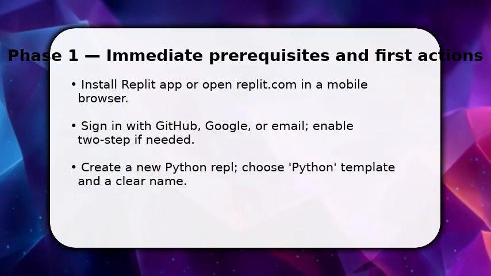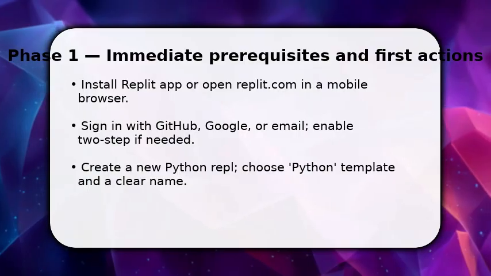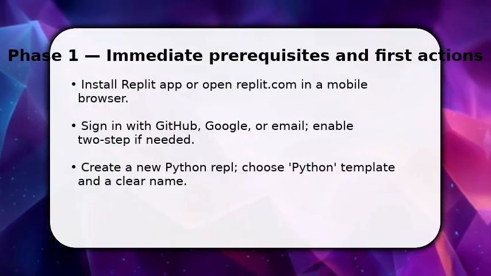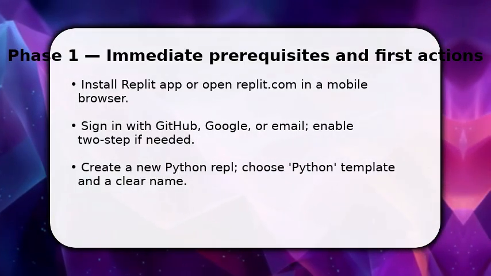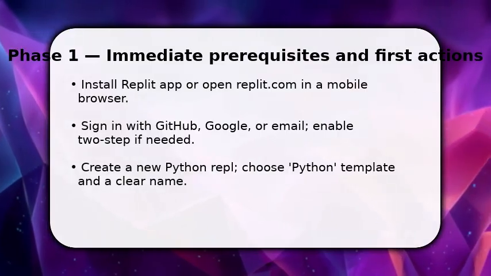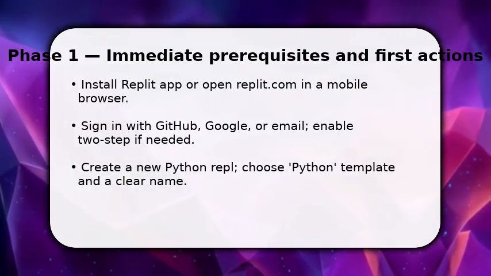You start by getting Replit ready on your phone, install the app or open Replit.com in your mobile browser. Sign in using GitHub, Google, or email. Make sure two-step is enabled if you prefer extra security.